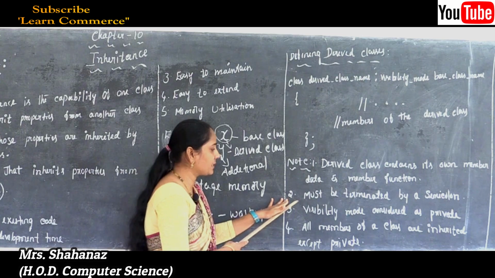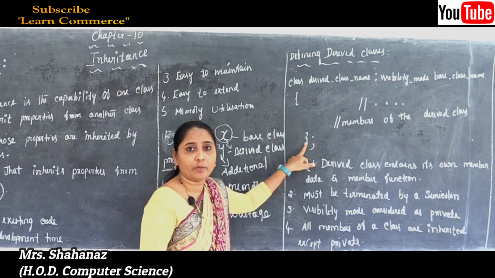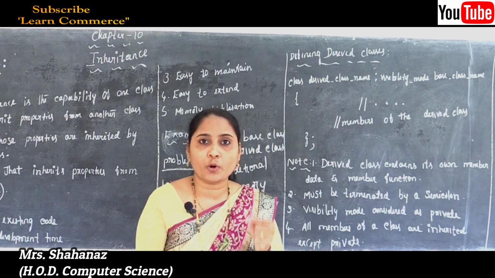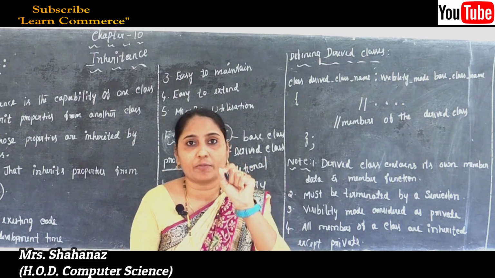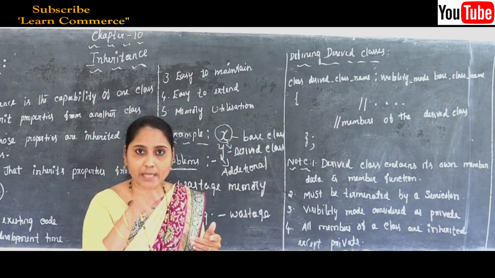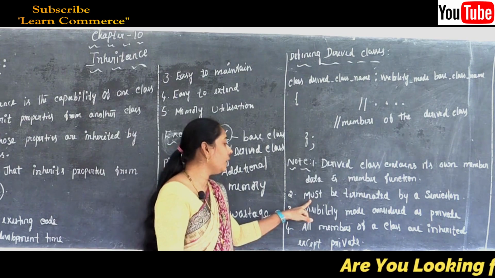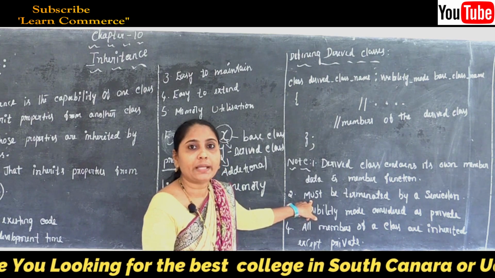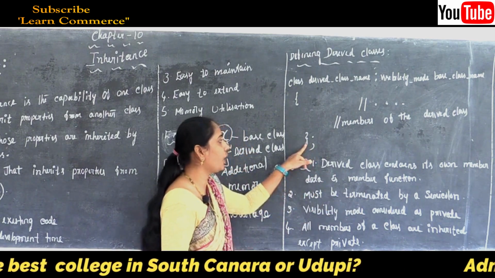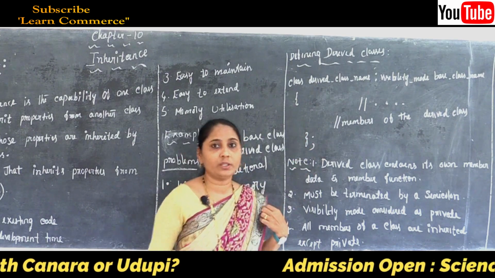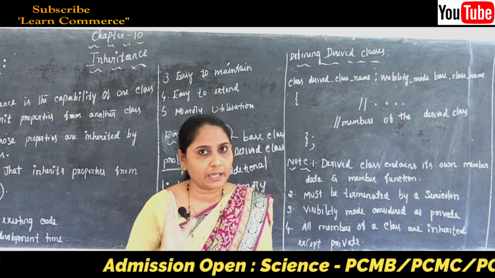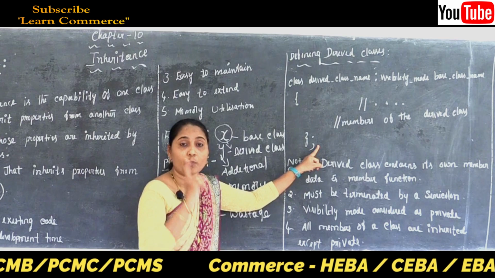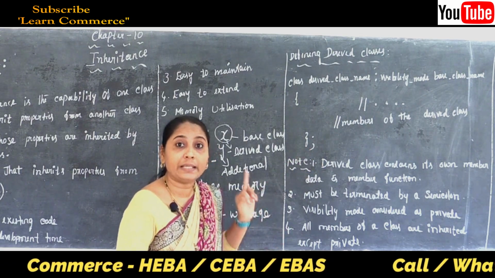And the second point is that, like the base class definition. Why? Because we already completed some class programs, correct? While ending a class definition, how did I use the flower bracket and semicolon? Like that, the derived class definition must be terminated by a semicolon. That means just as for the base class, the derived class definition is also terminated using the flower bracket and semicolon. So this is the most important note about the inheritance derived class.